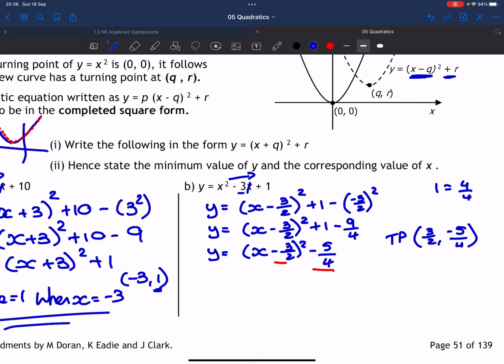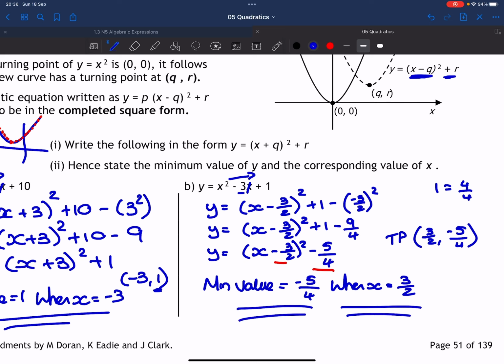Okay, so I can say that the minimum value is equal to -5/4, because that's the y value, that's how low this parabola gets to. When does that happen? It happens when x is equal to 3/2. You could give these as a decimal if you wanted. I've just chosen to leave it as a fraction, as that is the most accurate number.